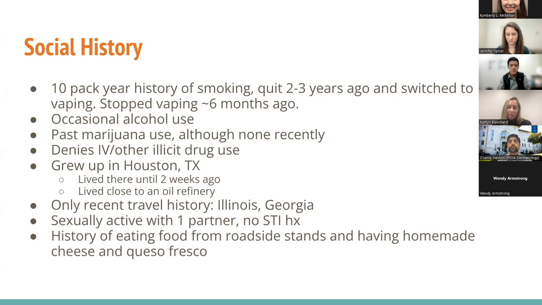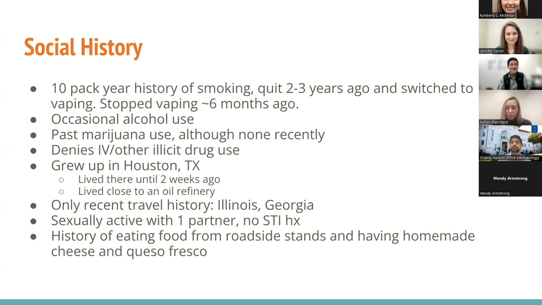Other recent travel history that she had, she traveled to Illinois, where she got engaged, and then also to Georgia, where she has recently moved with her fiance. She only has one sexually active partner, her fiance, monogamous relationship, no STI history. And then she does report a history of eating food from roadside stands and having homemade cheese and queso fresco, which seems to be a favorite of Texans.